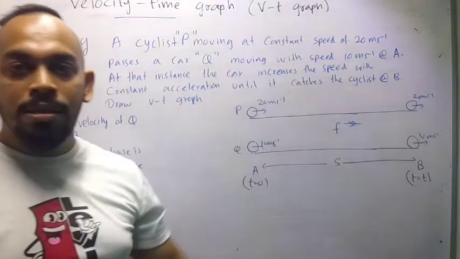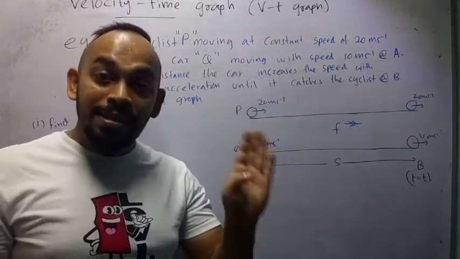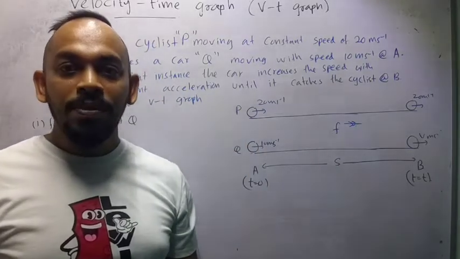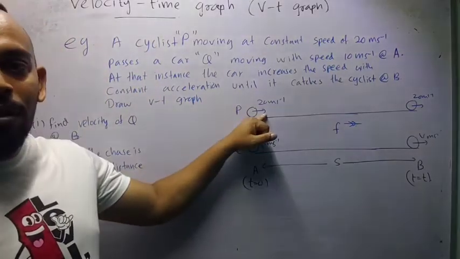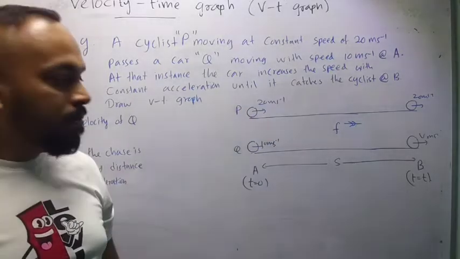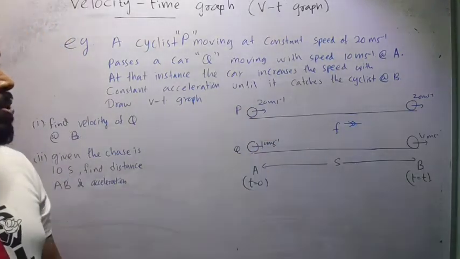AB distance is not given and the time is not given. Acceleration is also not given. So what are given? Starting velocity of the cyclist is given. Starting velocity of Q is also given.